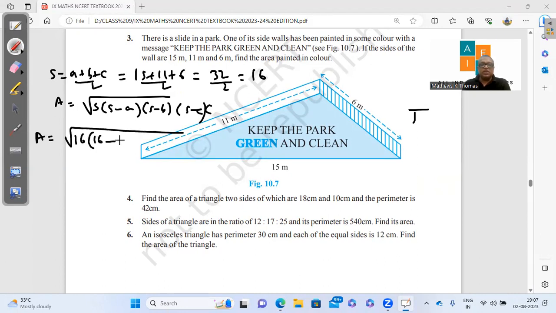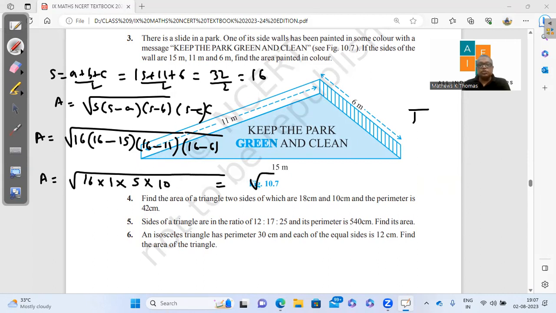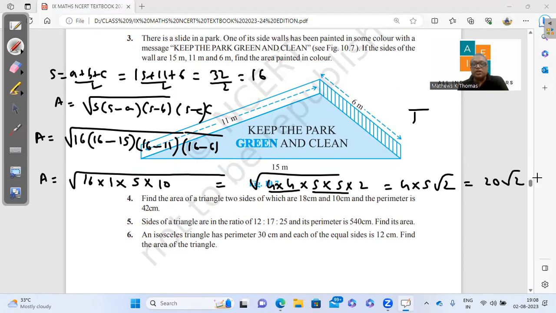So 16 minus A. A is the first side, 15. 16 minus 11 and 16 minus 6. These are the 3 sides. So area will be root of 16 into 1 into 16 minus 11, we get 5 into 10. Now 16 can be written as 4 into 4 so that it becomes a group. 1, there is no requirement. 5 as it is, 10 can be written as 5 into 2. So we get a group here, 4 and 5 is coming out. Inside we are left with 2. So we get the answer as 20 root 2 meter square. So this will be the area.